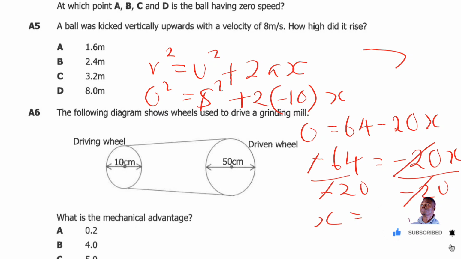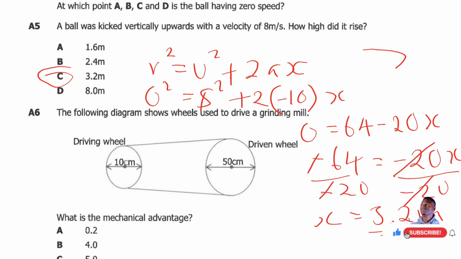64 divided by 20? My calculator is giving me 3.2 meters. Okay, is the answer. So when you look at our question here, which one is the answer? C. Okay, C is the answer.